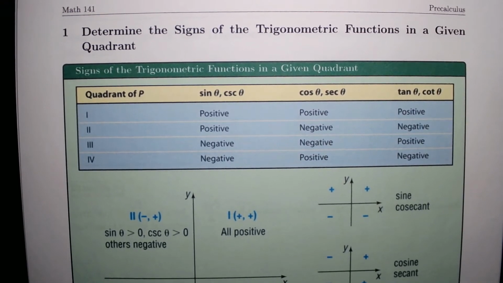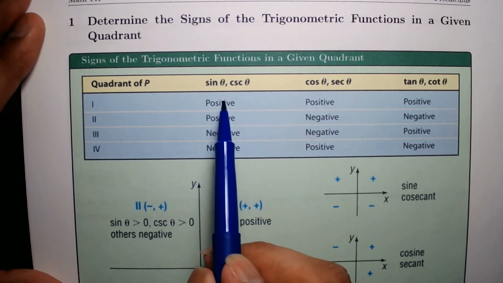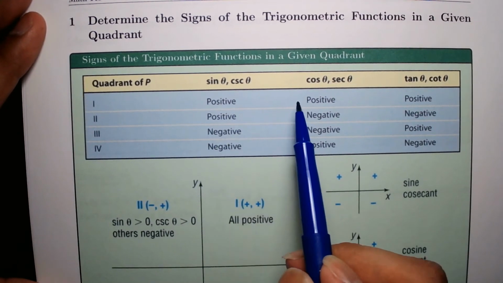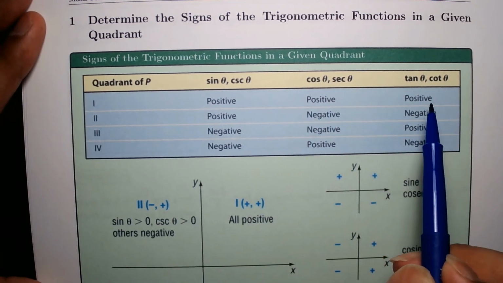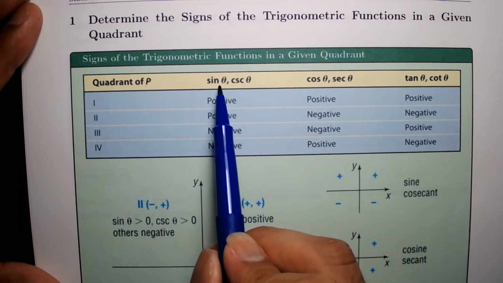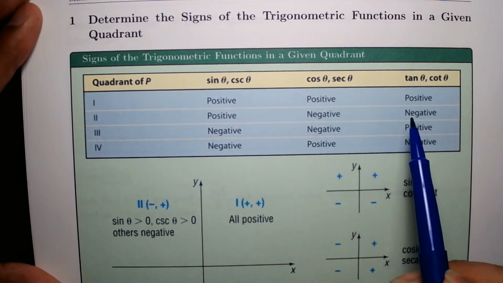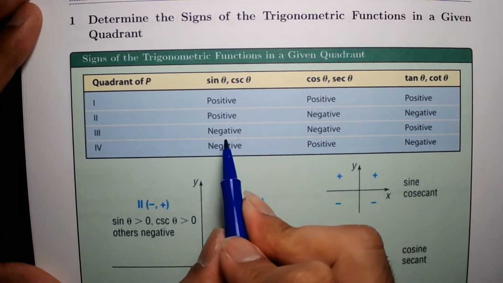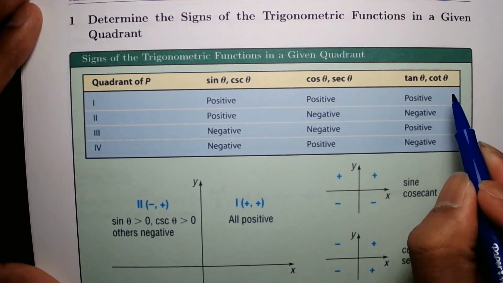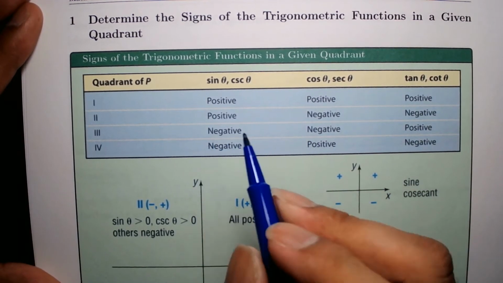So what are we going to do in this topic? First quadrant: all trigonometric functions are positive. Second quadrant: only sine and its co-function, cosecant, are positive. The remaining functions are negative. Third quadrant: only tangent and cotangent are positive. The remaining functions are negative.